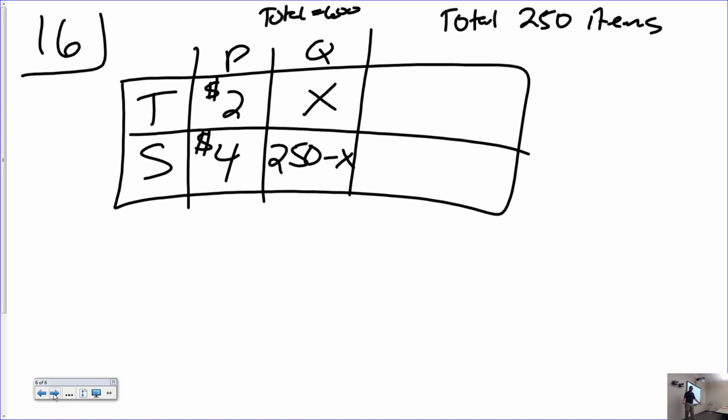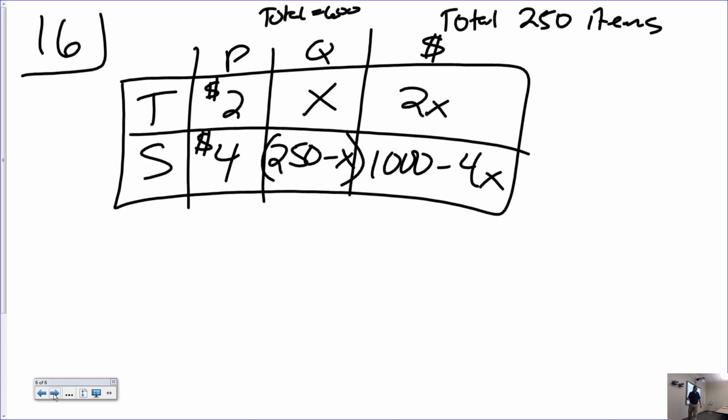$250 minus X, right? Because this is another one of those where they gave you the total amount of items they sold, as opposed to telling you 2 more than, or 4 times as many, or whichever one you were doing. So again, getting to the money, 2x, and then again, remember, distribute, because this is in parentheses.